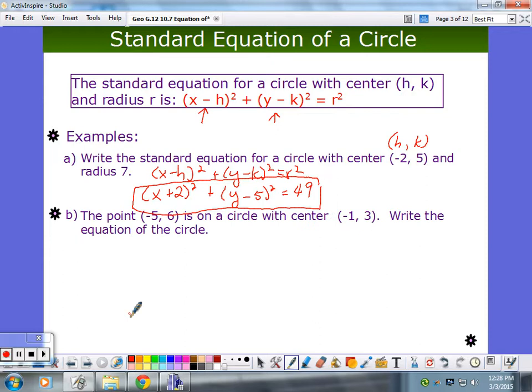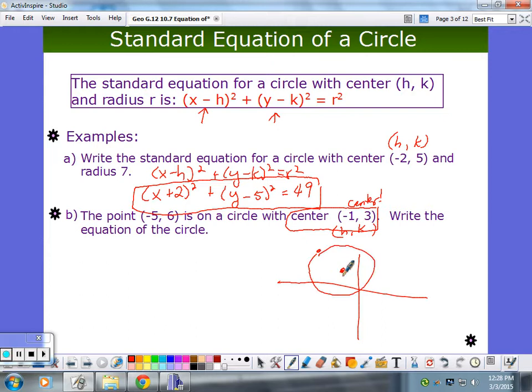Let's try another one. This is example B. The point negative 5, 6 is on a circle with center negative 1, 3. So here's my center. You want to make sure, because they'll give you more than one point, that you remember which is which. So that's h comma k. Write the equation. Now, they have not given me the radius. Let's think about what's actually happening here. At negative 1, 3, somewhere over here, I have a center. And then there's point negative 5, 6. That's on the circle somewhere, right? So here's my radius from center negative 1, 3 to negative 5, 6. How will I find the length of this radius?